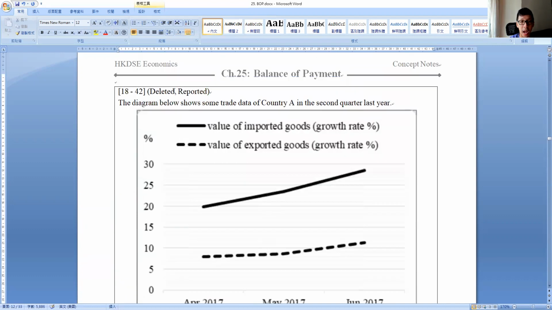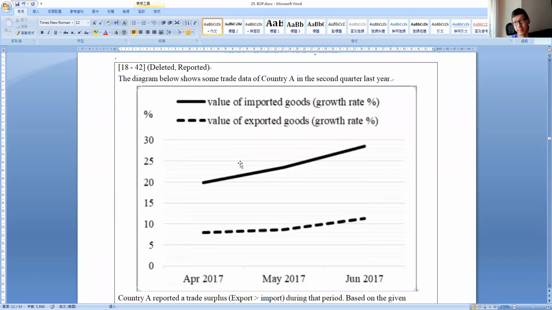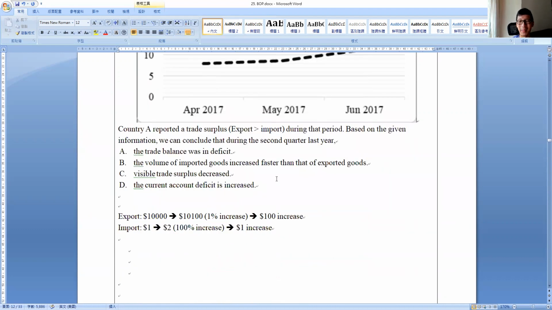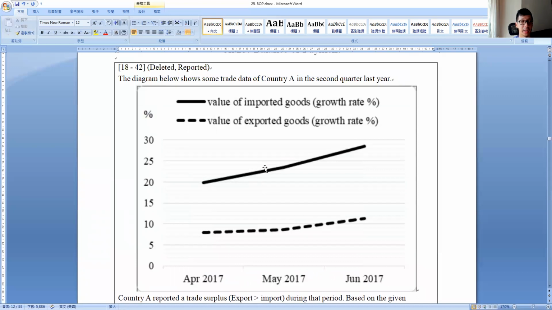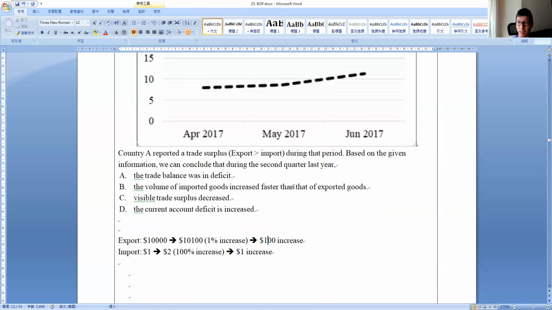Okay, therefore A, B, C, D are all not answers. That is the reason why this is deleted. So you see, sometimes you are not the only one to mess up. Sometimes EAA would also mess up. But remember, when you don't know anything about base numbers, be careful when you're only given percentage. It can be quite dangerous.